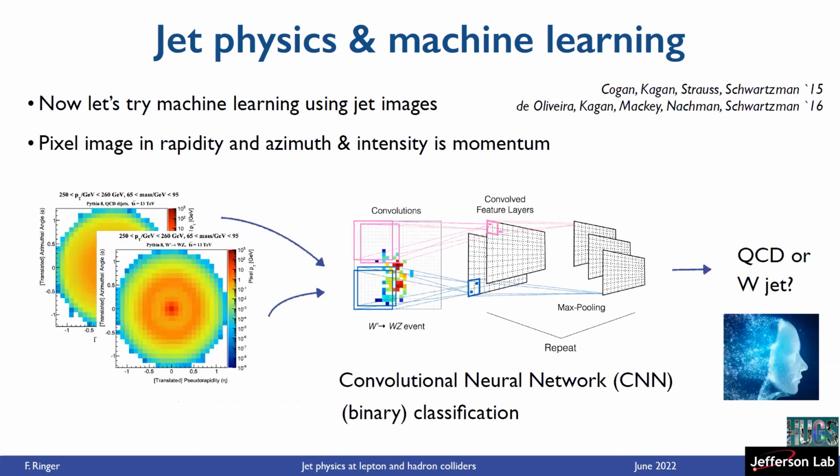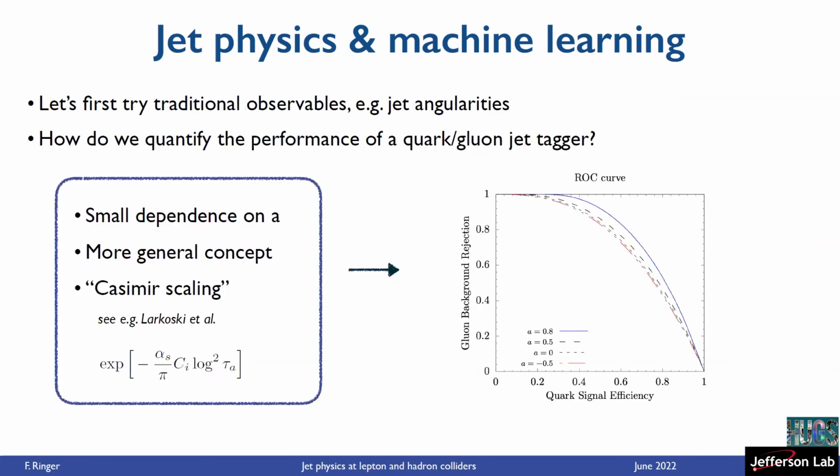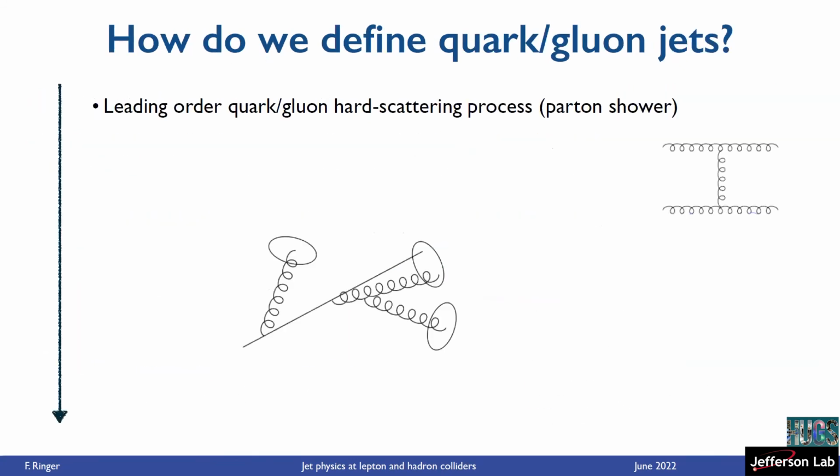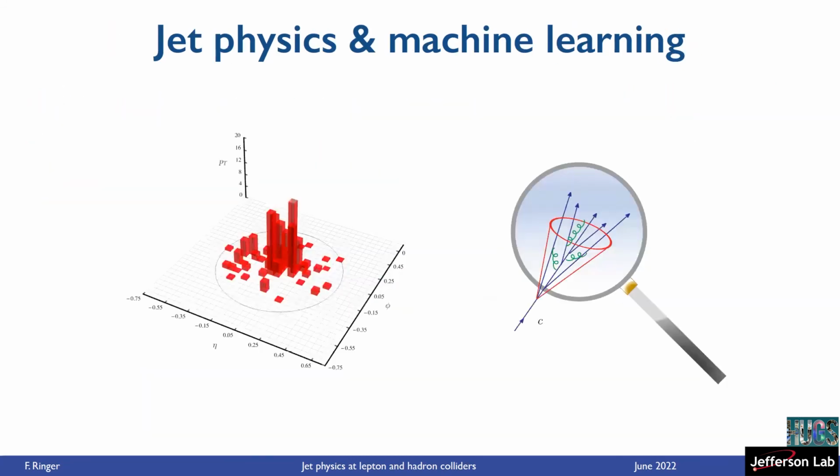I'm missing a slide here, that's very unfortunate. I had a slide where these two images were separate. One way to do machine learning is to just use jet images. This is now an averaged image, and unfortunately the separation isn't shown. But basically we'll take this as an image.